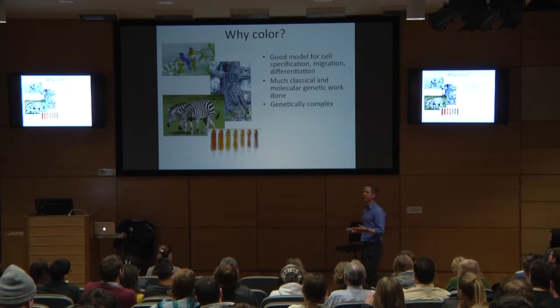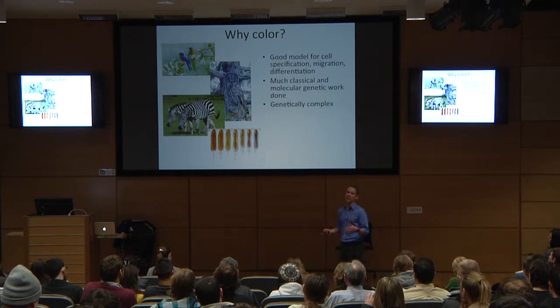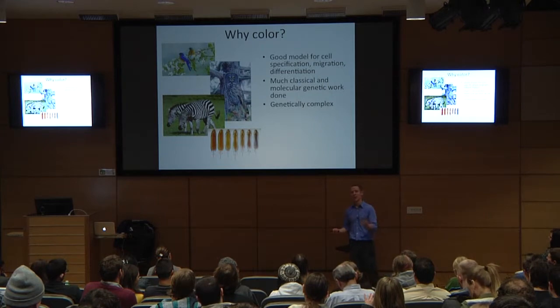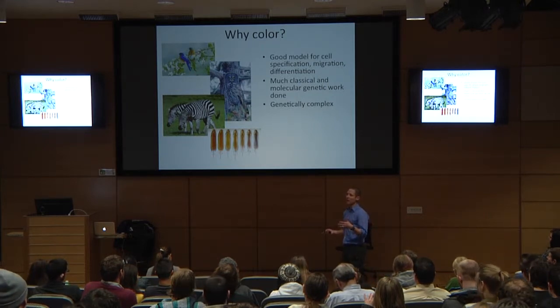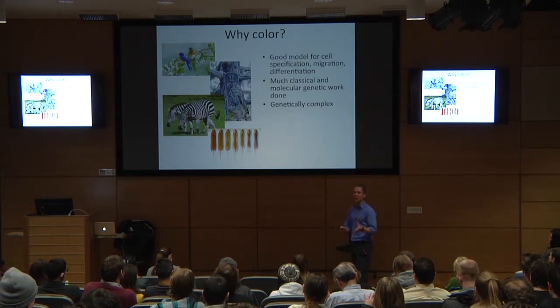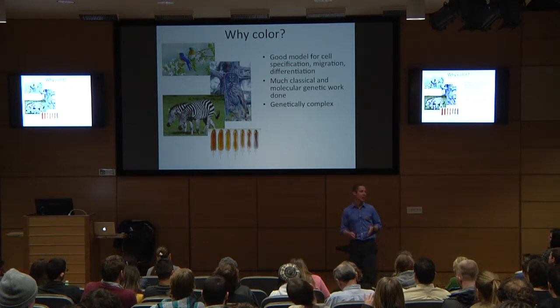This is also a genetically complex trait. In mouse, for instance, over 100 different genes have been shown to be involved in one way or another in generating color. And so this allows us to investigate how different mutations in different places of the genome might interact to generate the final phenotype.